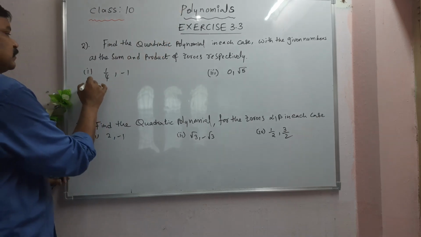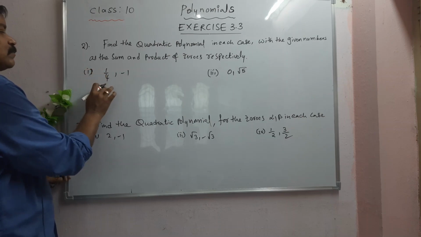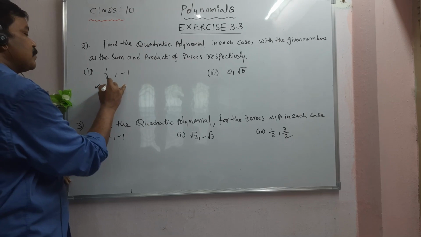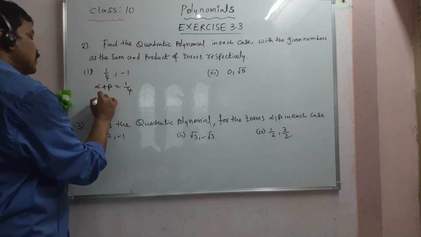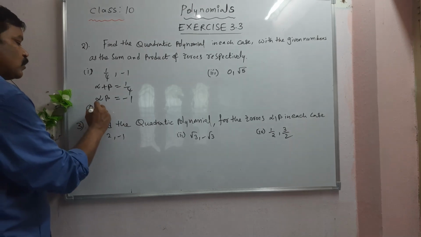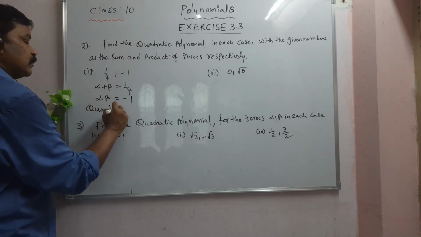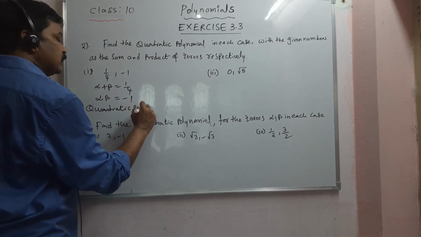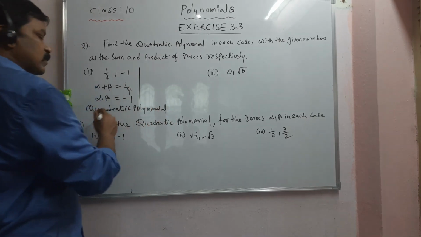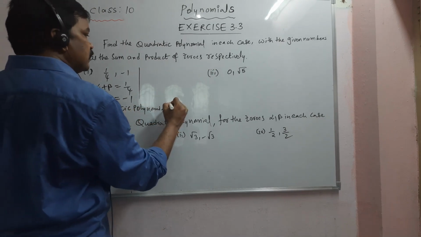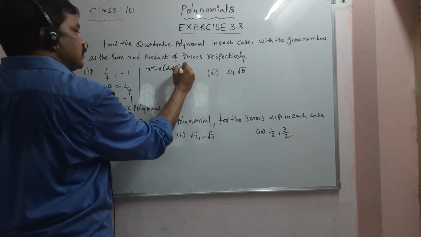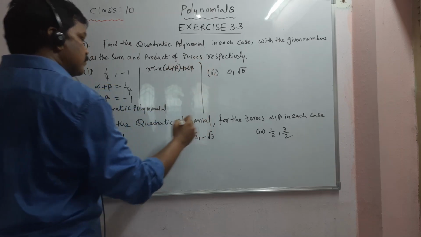So here the first question is, sum is 1 by 4 and the product is minus 1. That means alpha plus beta is 1 by 4 and alpha beta is equal to minus 1. So what is the quadratic polynomial? Already I told in the previous class. So what is quadratic polynomial? X square minus x times alpha plus beta plus alpha beta. This is the quadratic polynomial.